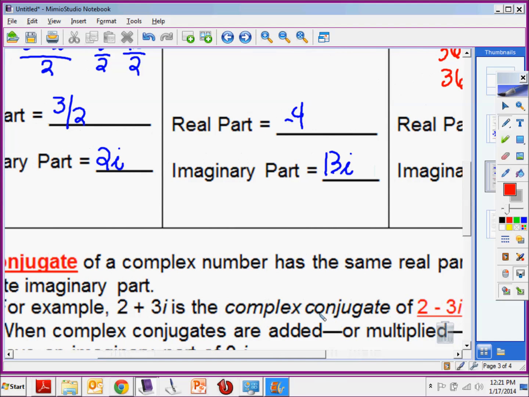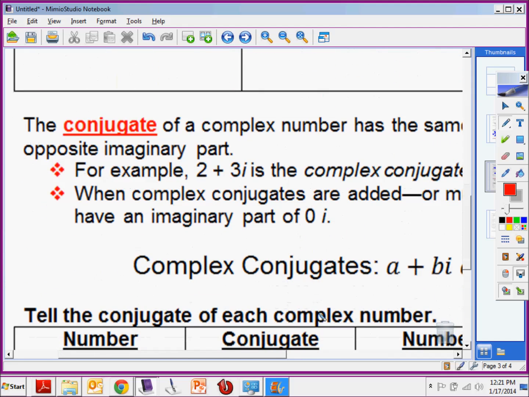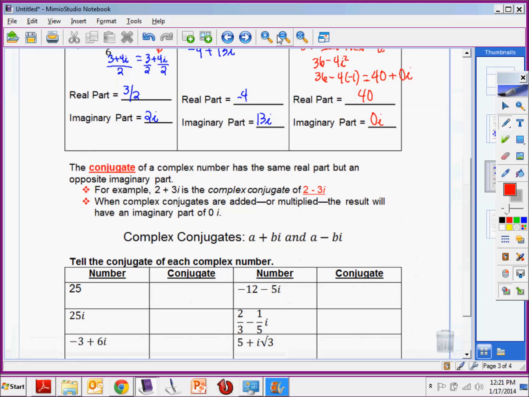All right. So down here, what it's saying is that the conjugate of a complex number has the same real part but an opposite imaginary part. So when I say I get my answer as 2 plus 3i, and I say, Trevor, what's my conjugate? 2 minus 3i. Opposite, right? It's the opposite imaginary part. Not the opposite real part, but the opposite imaginary.